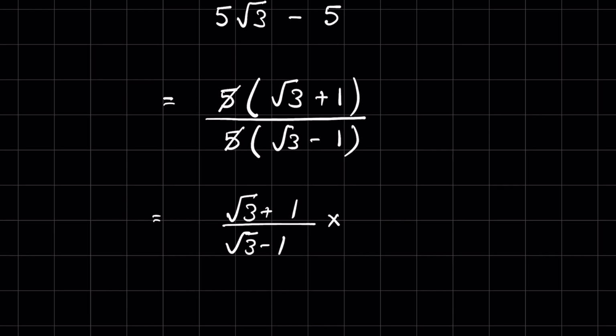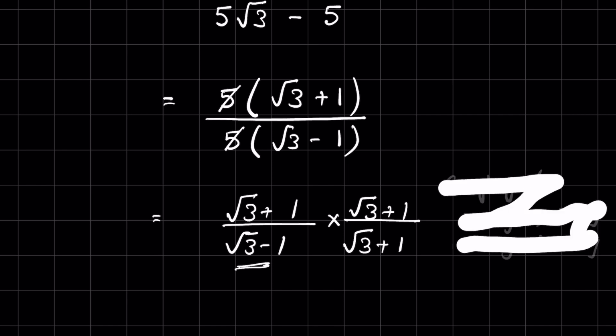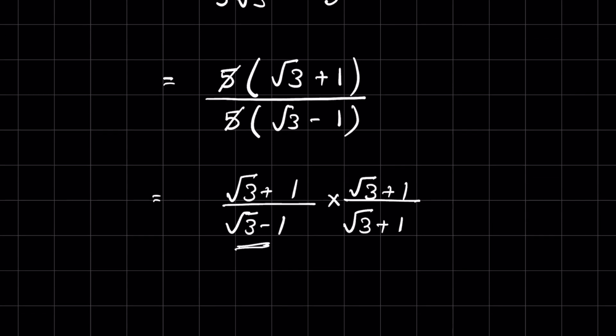Now we have to rationalize it. To rationalize it, we multiply and divide it by the conjugate of the denominator. Conjugate of x plus y is x minus y, and conjugate of x minus y will be x plus y. So conjugate of square root of 3 minus 1 will be square root of 3 plus 1, upon square root of 3 plus 1. We divide and multiply by the same number because that will not change the original number, because we can easily cancel this and this and the number will be the same.